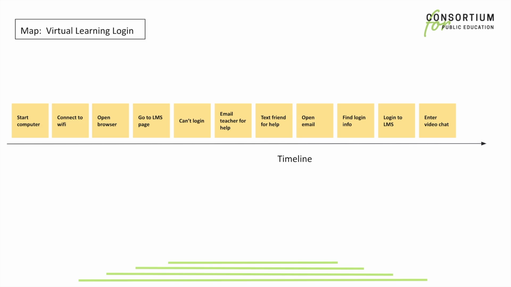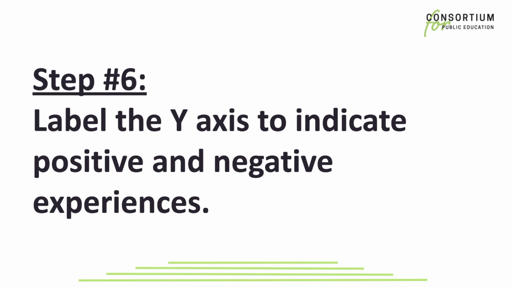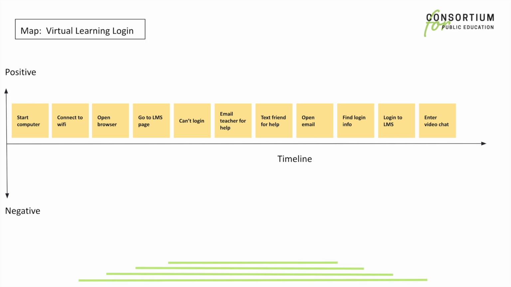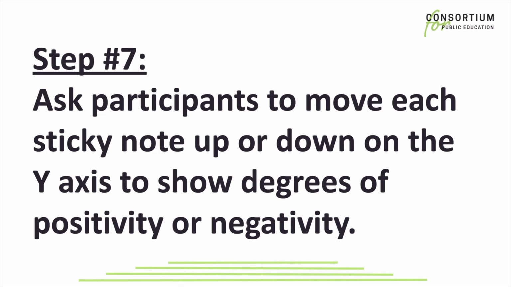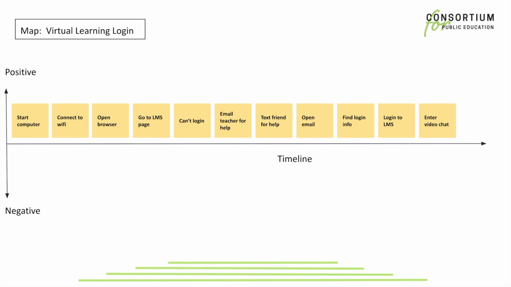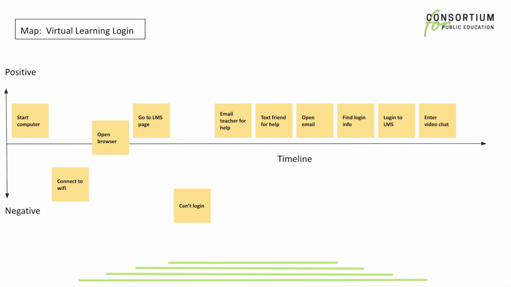So we return to our example, and after asking a few questions, our participant has added a few more events to their timeline. So now step 6. We label the y-axis to indicate positive and negative experiences, like so. Then step 7. Ask participants to move each sticky note up or down on the y-axis to show degrees of positivity or negativity. So here we begin to assign each event a different location on the y-axis.